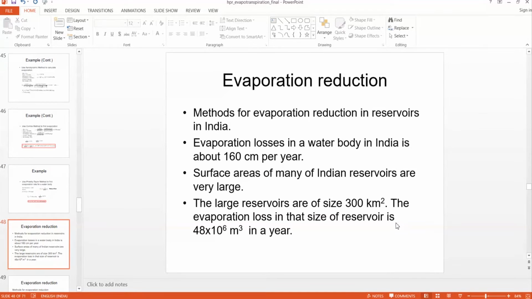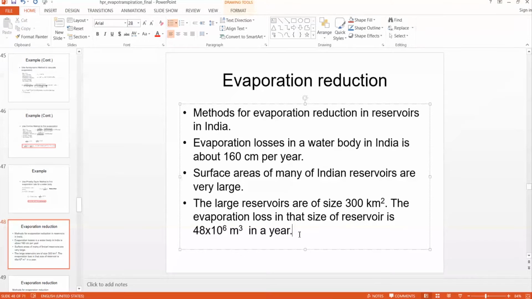This evaporation is considerable from large reservoirs. Suppose a large reservoir has a size of 300 square kilometers, and the average evaporation loss in water is taken as 160 centimeters per year. For this reservoir, which has 300 square kilometers of surface area, the evaporation loss is calculated as 48 into 10 power 6 meter cube. So this is a huge value.